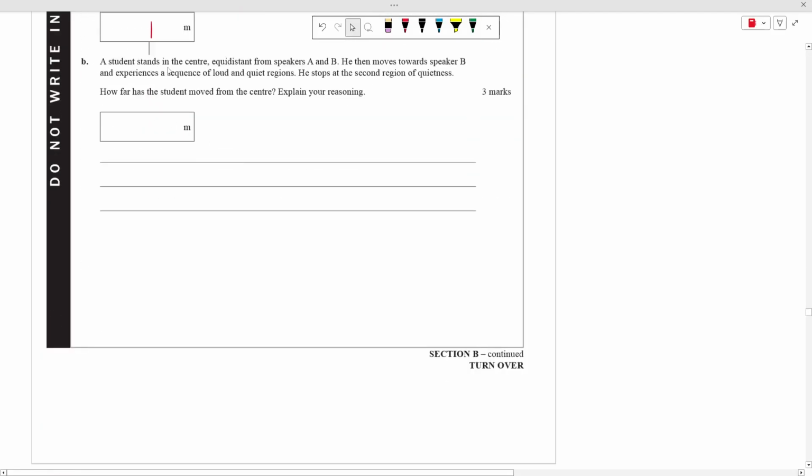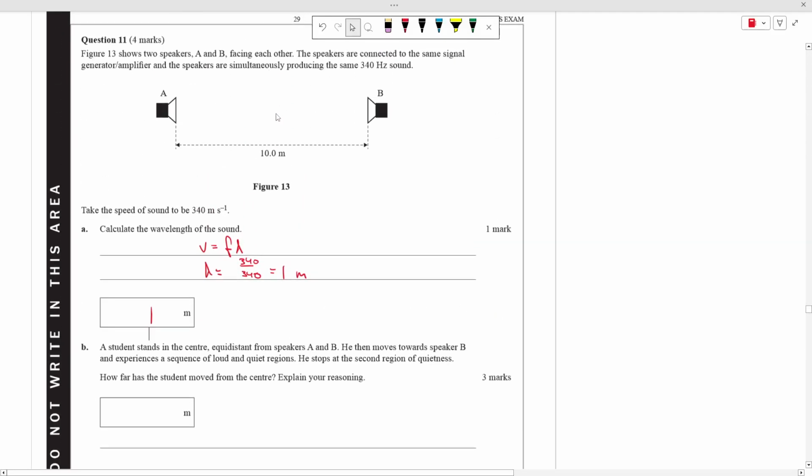Part B. A student stands in the center equidistant from speakers A and B. He then moves towards speaker B and experiences a sequence of loud and quiet regions. He stops at the second region of quietness. How far has the student moved from the center? Explain your reasoning. So he stops at the second region of quietness. There are a number of ways to answer this question, but I think the easiest way is this.